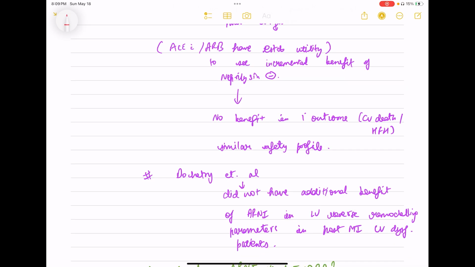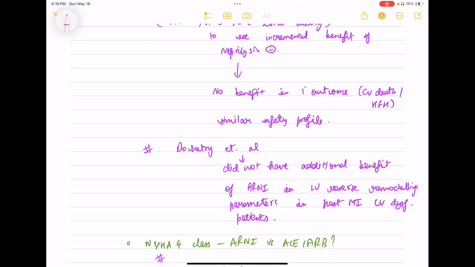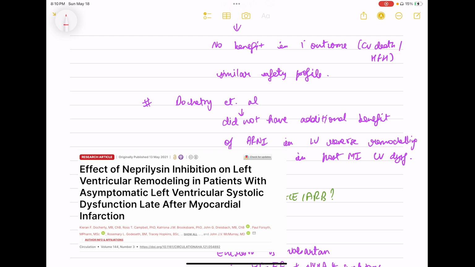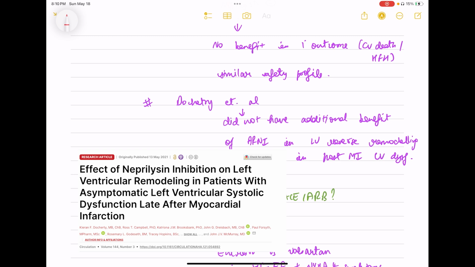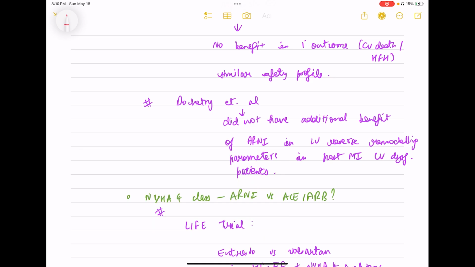In this study, they did not find a benefit in the primary outcomes of CV death and heart failure hospitalization, and there was a similar safety profile. In another study, there were also similar findings that ARNI does not add additional benefit. In this case, they looked at whether ARNI was contributing to LV reverse remodeling as a surrogate marker, and they did not see a beneficial effect. So based on these real world studies, plus the pathophysiology that we discussed, in this patient population it argues against the use of ARNI.